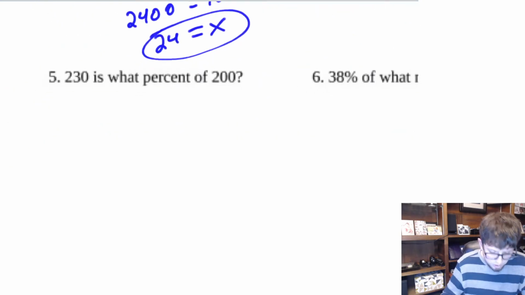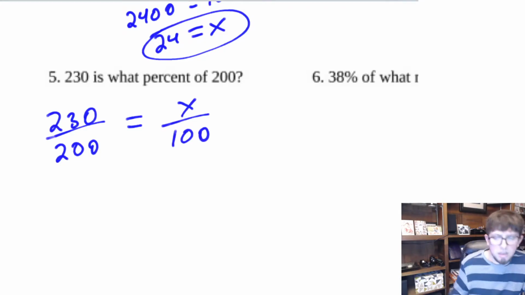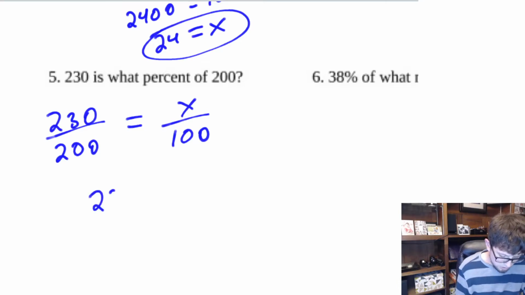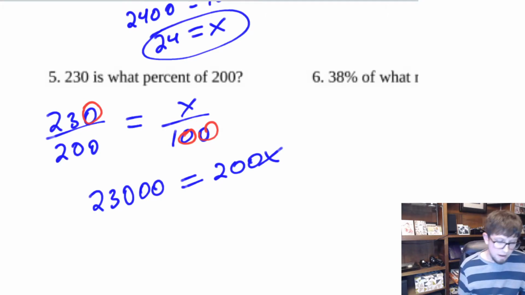Couple more. 230 is what percent of 200? So we can write 230 out of 200 is equal to x out of 100. This is the way to solve percentages using proportions. So I have 230 and then 2 extra zeros, because that's how you can multiply quickly, you just count the zeros, and there's 3 of them. And on the other side I have 200x. If I take 23,000 divided by 200, I get 115 is equal to x.